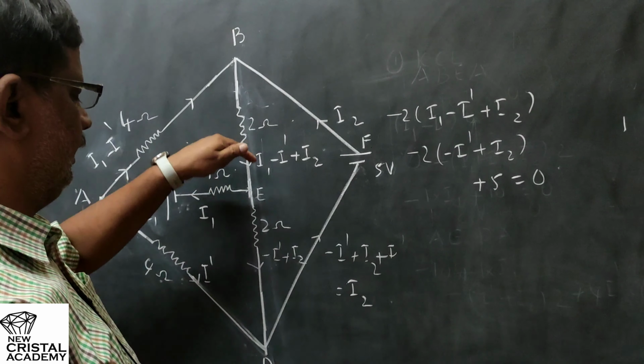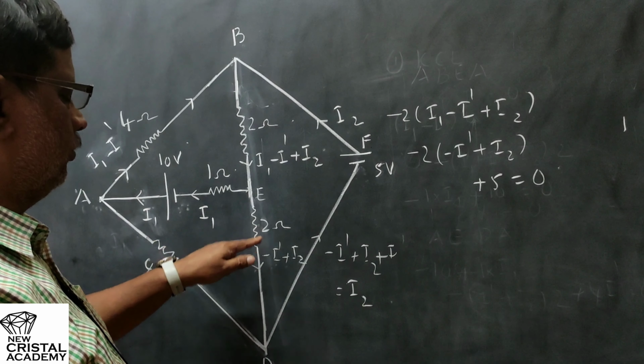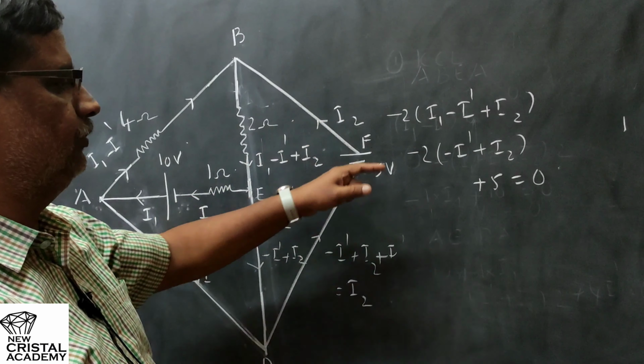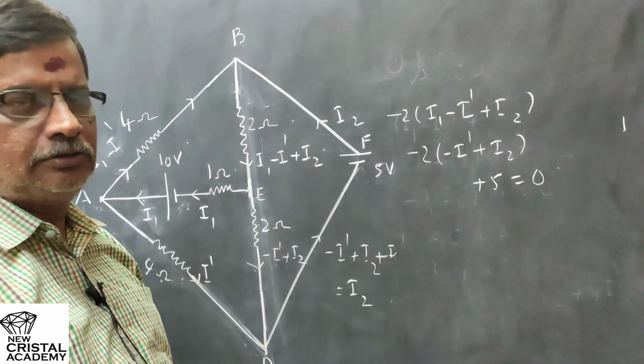Then from E to D, again in the same direction as that of the current flow, the product of current and resistance is negative. And finally, through the cell from negative to positive, EMF is positive. So those are our three equations.